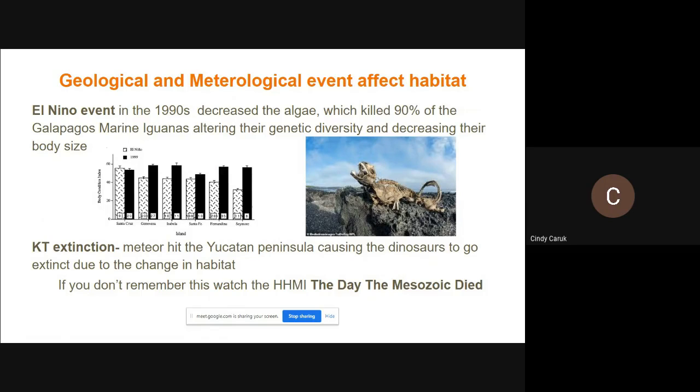If you don't remember the KT extinction and the Alvarez hypothesis, again, there's a really good HHMI, Howard Hughes Medical Institute, movie on that. That's free for you to watch. I think it's about 30 minutes, called The Day the Mesozoic Died. And they kind of go over that. So if you don't recall that from last year, I know we talked about it very briefly this year just because you do that in your science.